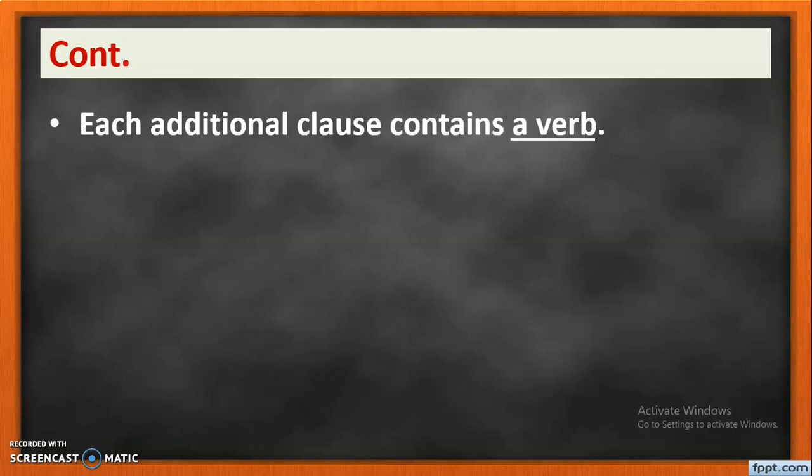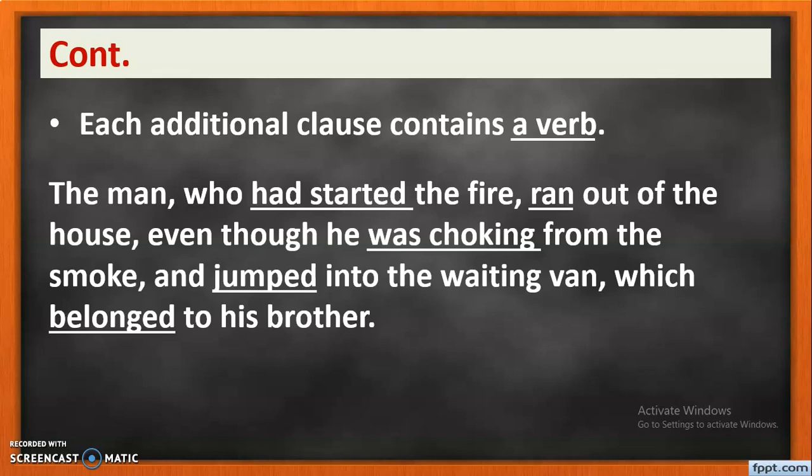So as you can see from the example, each additional clause contains a verb. I have underlined them here for you so that you can easily understand. The man who had started the fire ran out of the house even though he was choking from the smoke and jumped into the waiting van which belonged to his brother.